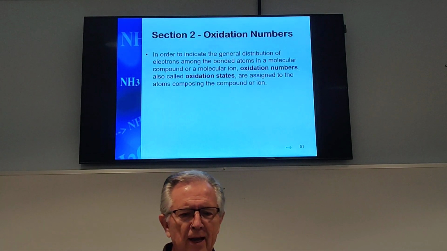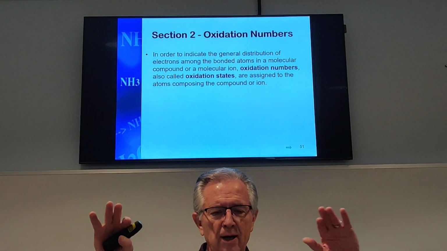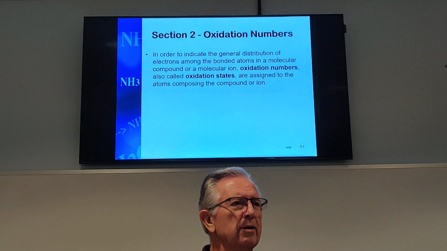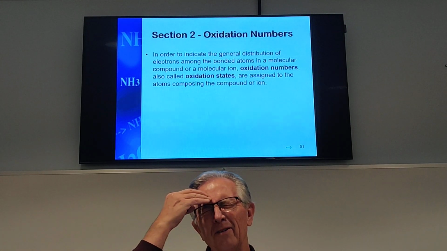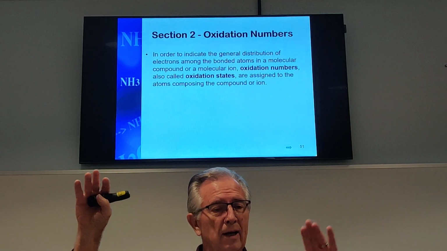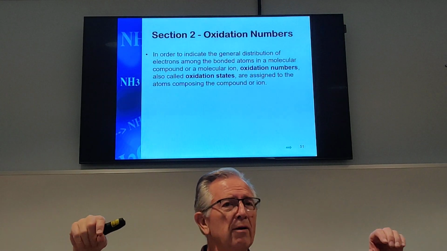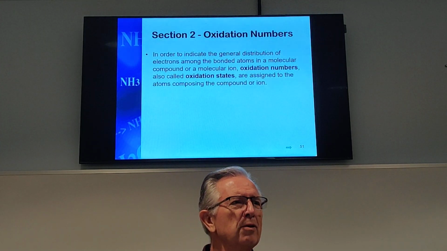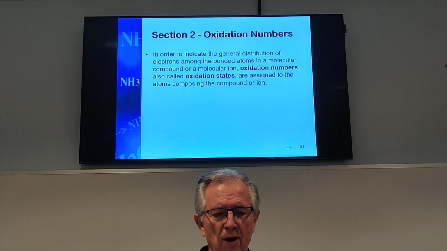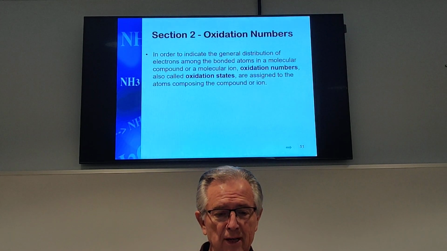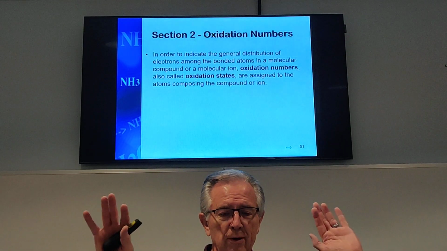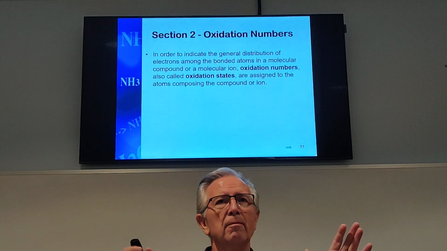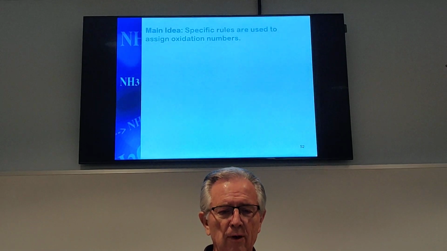So in order to indicate how the electrons are distributed between the bonded atoms, we're going to use the idea of electronegativity, but we're not going to spend time trying to figure out what kind of bond and stuff like that. We're just going to work out what the charges are, or the oxidation states, between the different atoms or ions making up the formula. Okay, so that's what we're going to be doing.